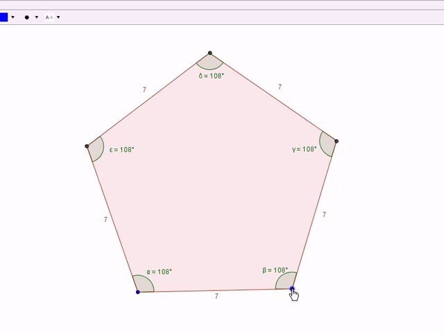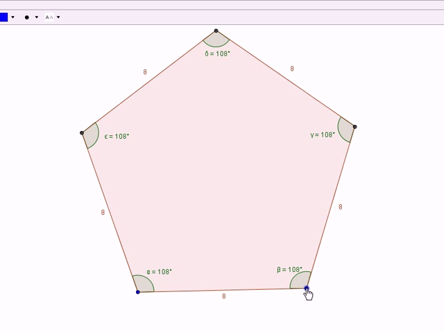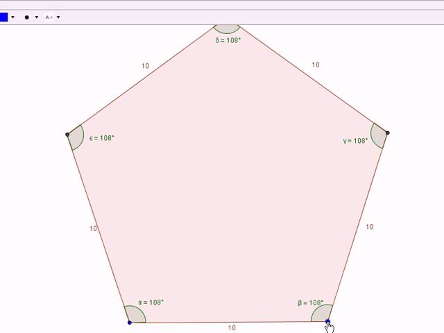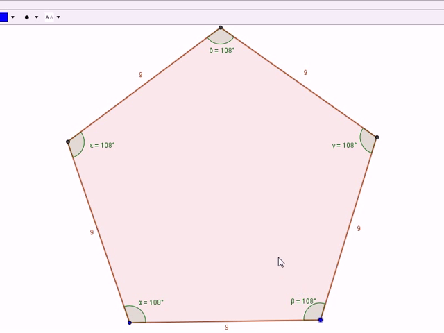As long as it stays regular, as long as all the sides are equal to each other, let's make it even, like 10. You can see that as long as it's a regular polygon, the sides definitely change, but the angles stay exactly the same. It doesn't matter how big or how small it is, the angles stay exactly the same.